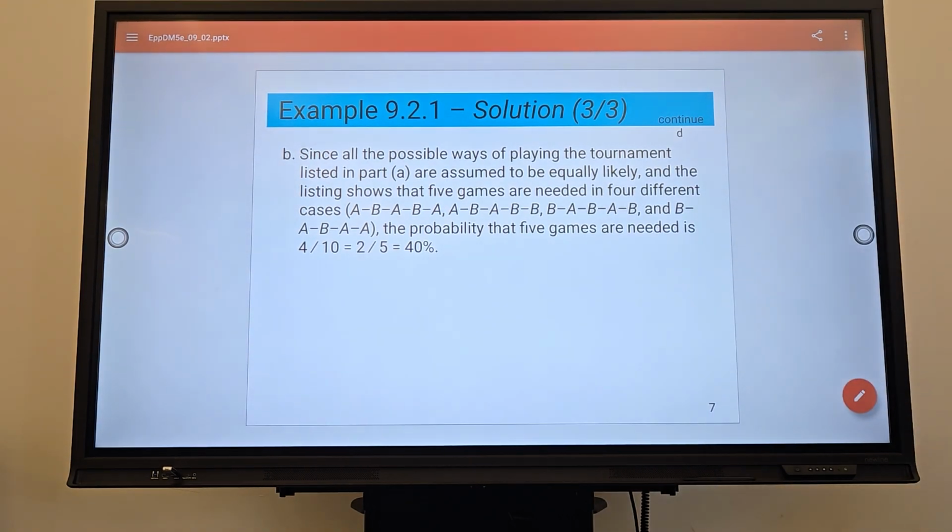Since all possible ways of playing the tournament listed in part A are assumed to be equally likely, the listing shows that 5 games are needed in 4 different cases, and the probability that 5 games are needed is 4 out of 10, or 40%.